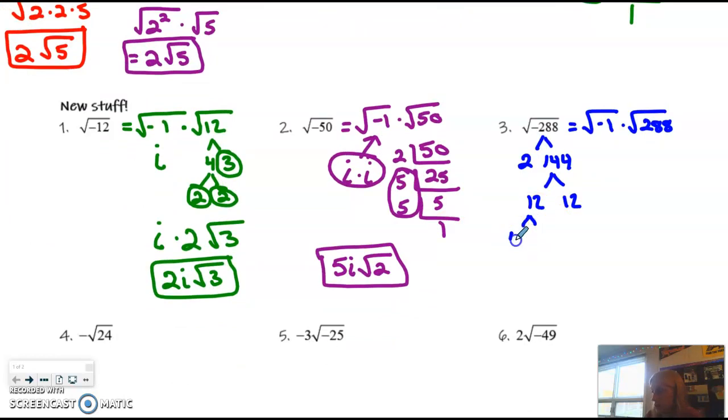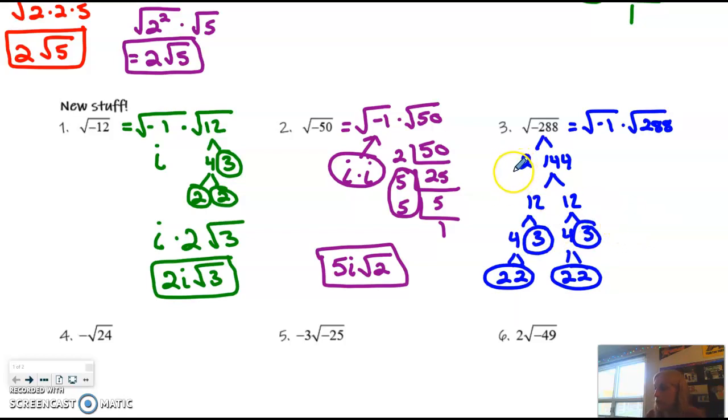You can say, all right, 12 is 4 times 3. 4 is 2 times 2. There's a pair of 2's. 12 is 4 times 3. 2 and 2. There's another pair of 2's. And here is a pair of 3's. The only thing that's left behind is a 2.